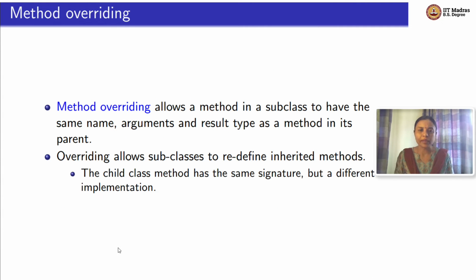What is method overriding? It allows a method in a subclass to have the same name as the method in the parent class, the same set of arguments and the same result type as given in the parent class. Overriding allows subclasses to redefine the inherited method. So it will have the same signature. By signature, we mean the method name will be the same, the arguments will be the same, the return type of the result will also be the same. That's the signature. But the code corresponding to the method or the implementation of the method can look different in the child class. So this is what we mean by overriding a method.